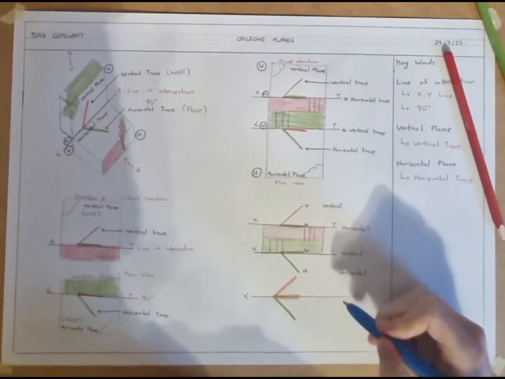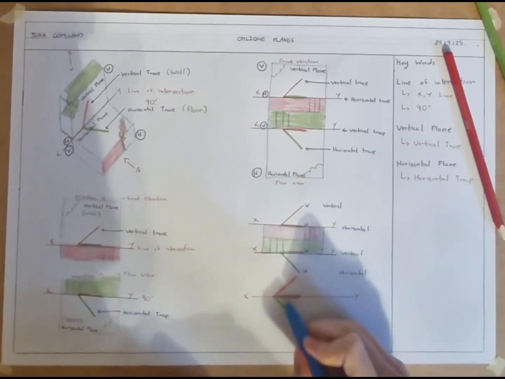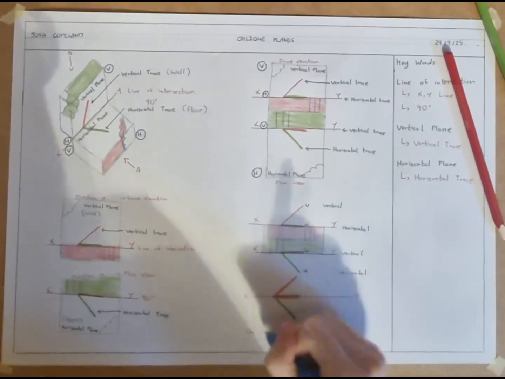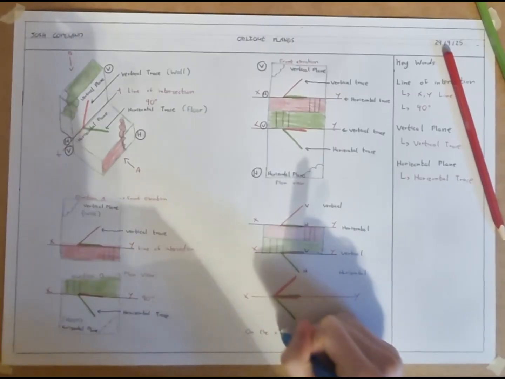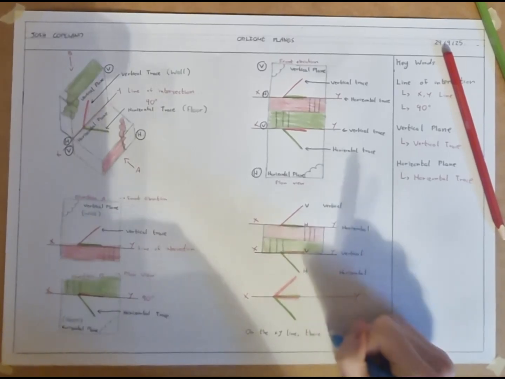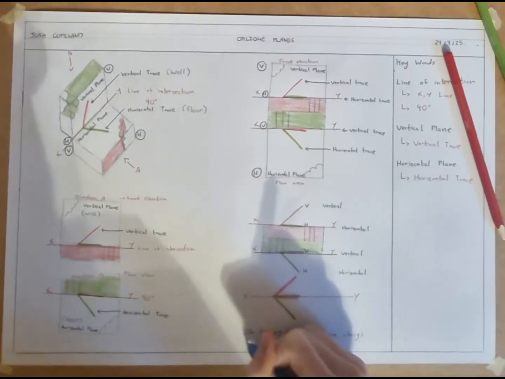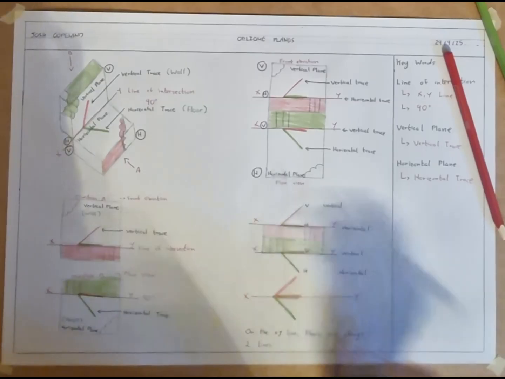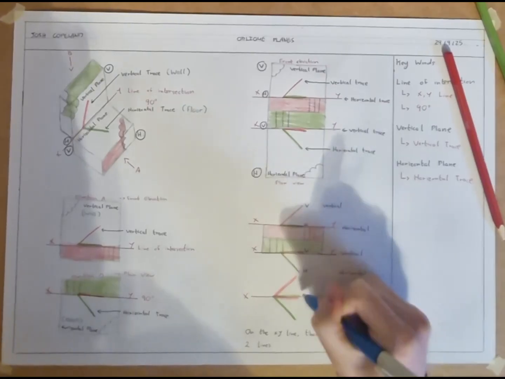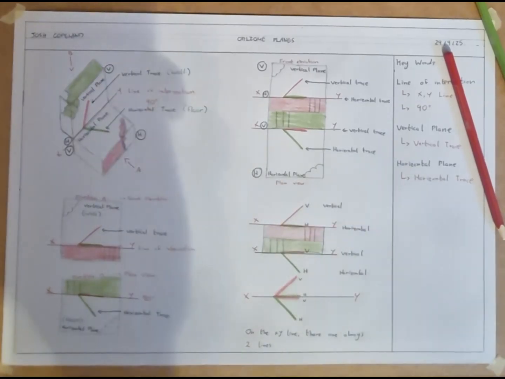So, a key point to remember, on the XY line, there is always going to be two lines. So let's make a note of that. On the XY line, there are always two lines. Let's label them. We have got our vertical trace, our horizontal trace, vertical trace, horizontal trace.